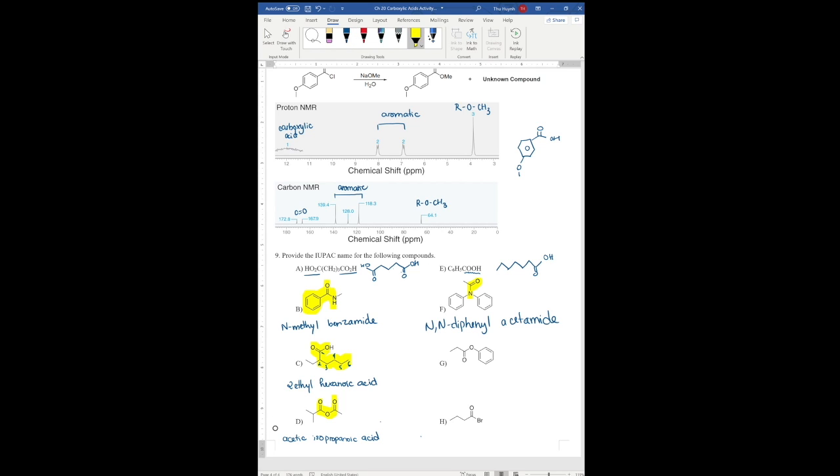Now moving on to G, we can see that we have an ester as our functional group. So how we would name this is phenyl propanoate. Lastly, for H, let's start out by numbering our parent chain, starting with the carbon in the carbonyl group. So the name for this compound would be butanoyl bromide.